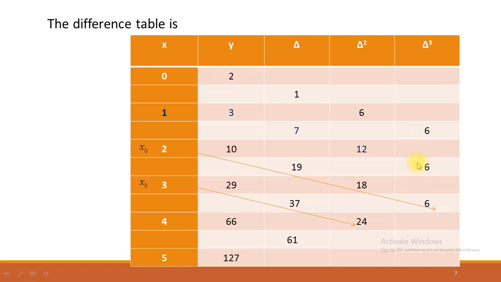Similarly, for the third differences, subtract 6 from 12, we get 6. And 12 from 18, we get 6. And 18 from 24, we get 6.